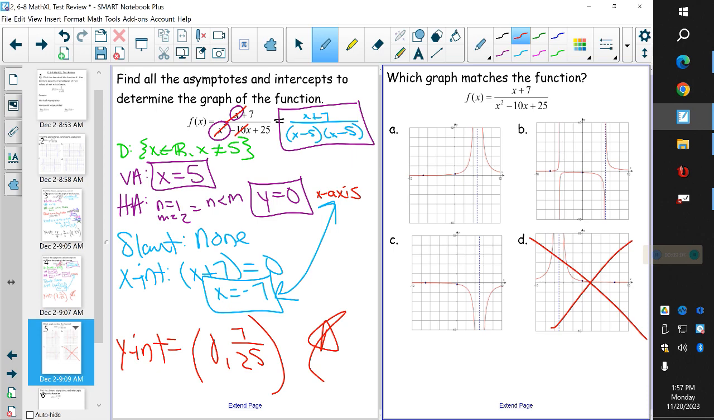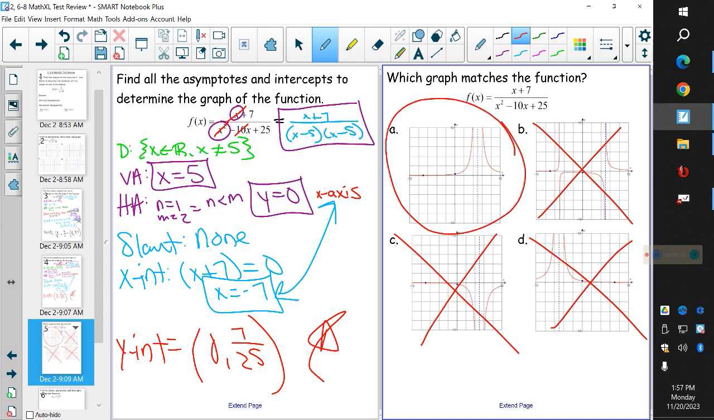All right, so now let's talk about something else. I have a y-intercept over here of negative for letter C, so it can't be that because that's negative. It can't be B because that's negative, which means it has to be A based upon my vertical asymptote and my y-intercept. Okay, so that saved us a lot of time.